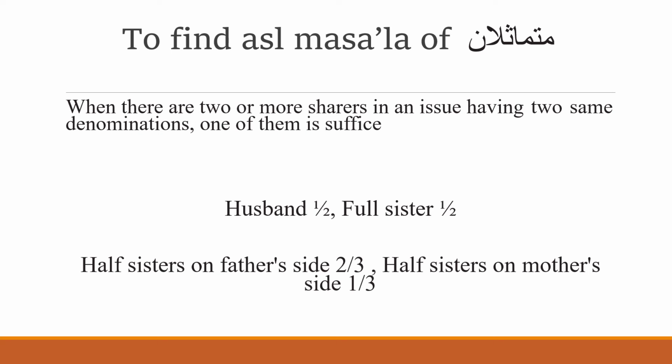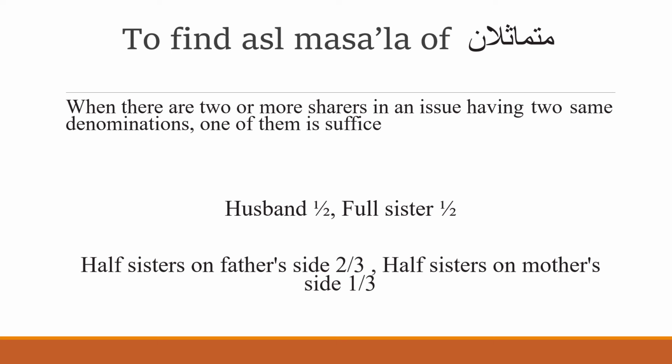A husband 1 by 2, full sister 1 by 2. The denominators are the same, that is 2. So take any one of them, one of them is sufficient, and that is its numerical basis. So in the case of husband and full sister, each of them will inherit 1/2 of the asset. Then 2 is the numerical basis. It means the wealth must be divided into 2. One will go to the husband, another will go to the full sister. That's all. That's very easy.